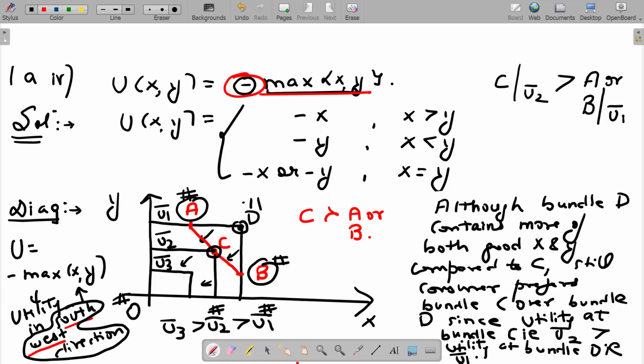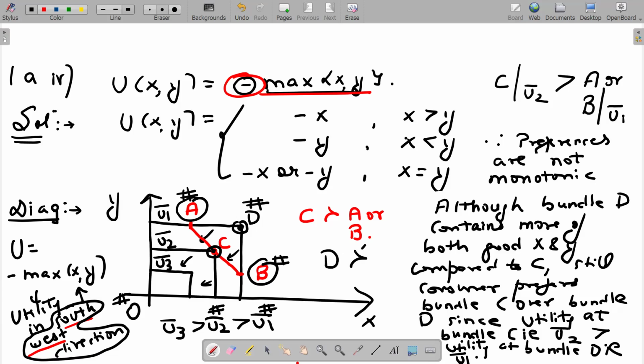Although D contains more of both the goods compared to C. So I can say, therefore, preferences are not monotonic. Because if the preferences were monotonic, you should have preferred D over C. My answer is preferences are not monotonic. I am repeating it again. If the preferences were monotonic, you should have preferred D over C, but you don't prefer D over C. You prefer C over D.